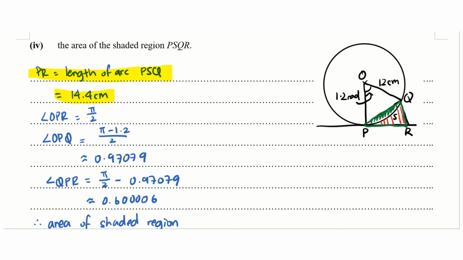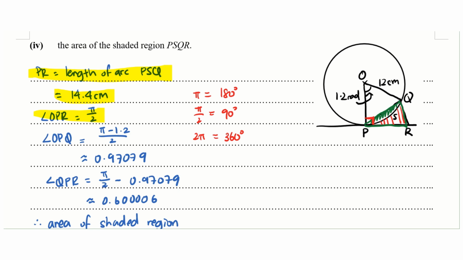Next, for angle OPR, the question itself says that it is pi over 2, which is 90 degrees. At this point, I hope you are familiar with certain angles that are very important. Pi is 180 degrees, pi over 2 is 90 degrees, and 2 pi is equal to 360 degrees. These are some commonly used pi radian values. So angle OPR, given in the question as 90 degrees, is pi over 2 radians.